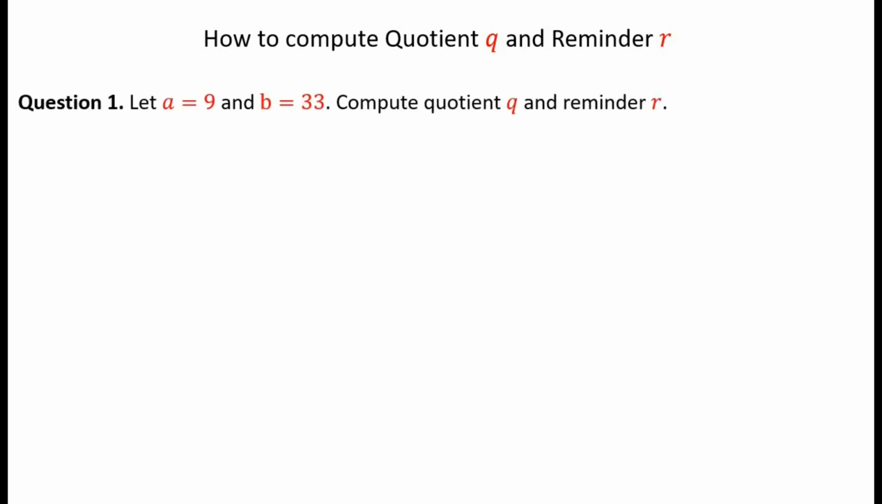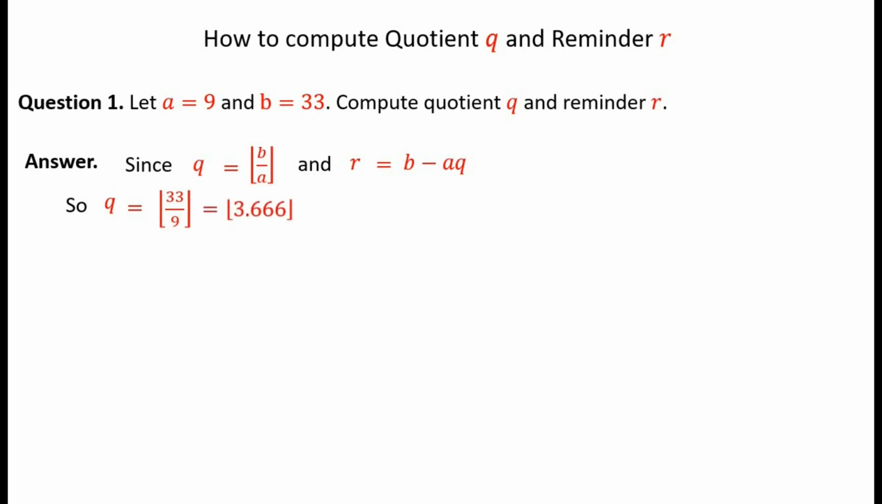In question 1, the values of a and b are given, where a is equal to 9 and b is equal to 33. We have to compute the quotient and remainder for given integers a and b. Since we know from the proof of the division algorithm theorem that q equal to floor of b over a and r equal to b minus aq. So q equal to floor of 33 over 9, which is equal to floor of 3.666, which is equal to 3. So q equal to 3.